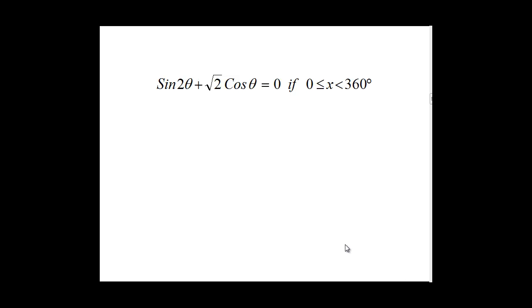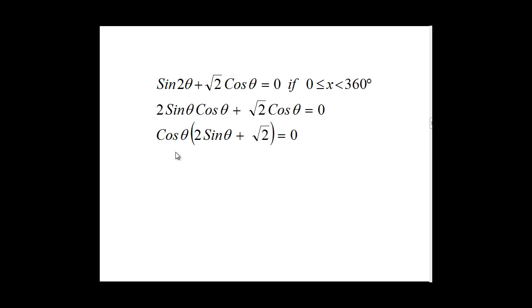Okay, another example: sine 2 theta plus the square root of 2 cosine theta is equal to 0. In this case, we're in degrees. Now, sine 2 theta, if you do the substitution, turns into 2 sine cosine, plus the square root of 2 cosine. Then you can factor out the cosine, and you get cosine times 2 sine theta plus the square root of 2. Set both of those equal to 0. You'll get cosine is equal to 0, and sine is equal to subtract the square root of 2 and divide by 2, which is negative square root of 2 over 2.